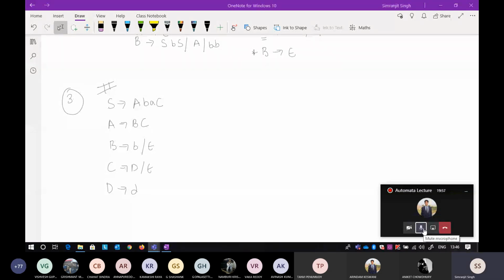Okay, so how to solve this one is again follow the same approach. First of all, write the things as it is. So S tends to ABAC, and this C is a capital C. Keep that in mind. Now, write the things as it is. There is no change in these things. So B tends to B, but we do not include the epsilon production. C tends to D, and we do not include the epsilon production. So this D is simple D here.